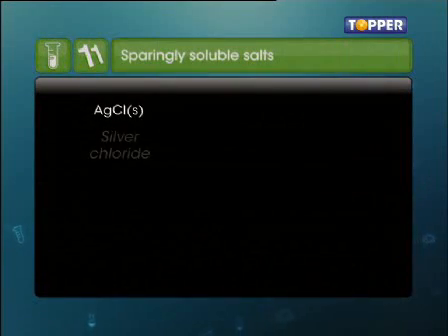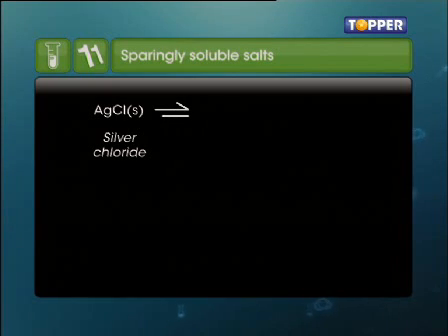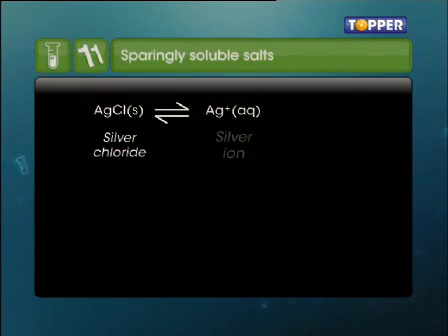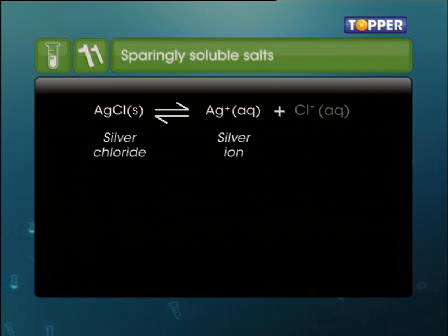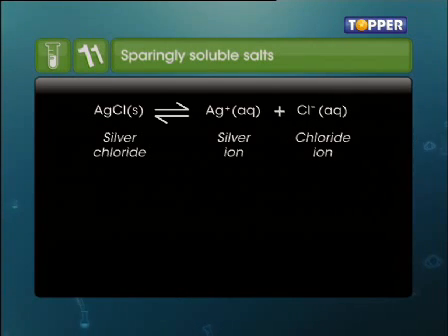I am sure you have grasped all that I have explained till now. We will now talk about sparingly soluble salts. Consider a sparingly soluble salt like silver chloride, which is in contact with its saturated aqueous solution. The equilibrium between the undissolved silver chloride and its ions in a saturated solution can be represented by equation 1.